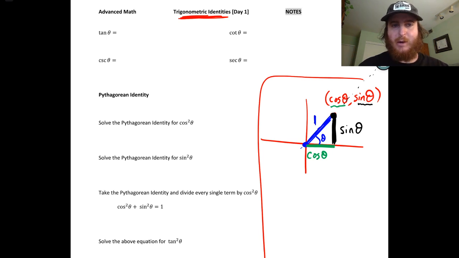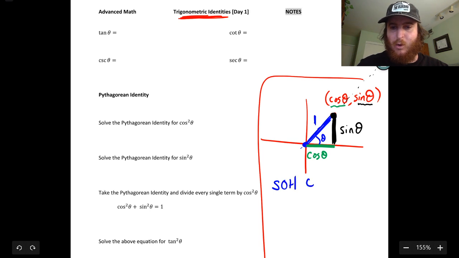We saw some of these yesterday, like cosecant theta was 1 over sine theta. We're just writing them different ways. If you remember back to Math 1, and you may have seen in Math 2 as well, was SOHCAHTOA. And so tangent theta is always opposite divided by adjacent. So we're going to start there. Tangent of theta is equal to our opposite side, which in this case was sine, divided by our adjacent side, which is cosine.